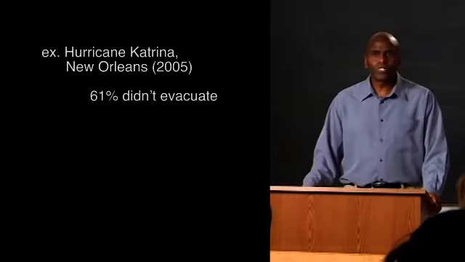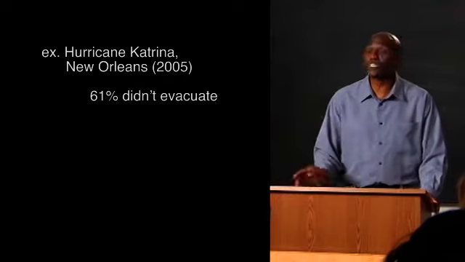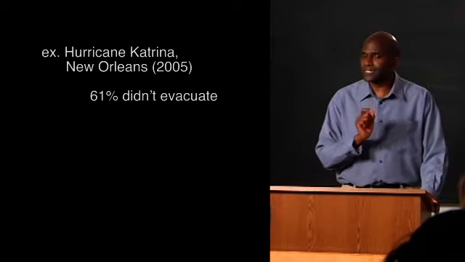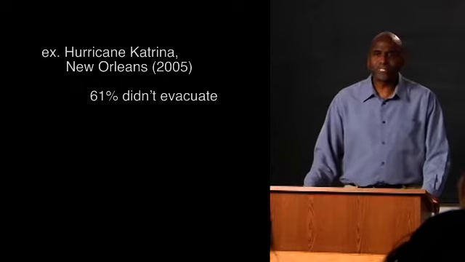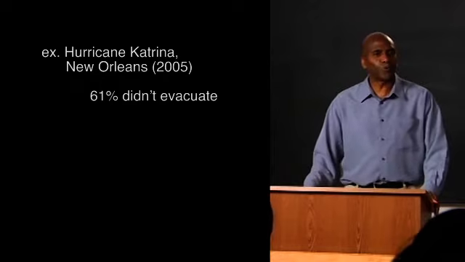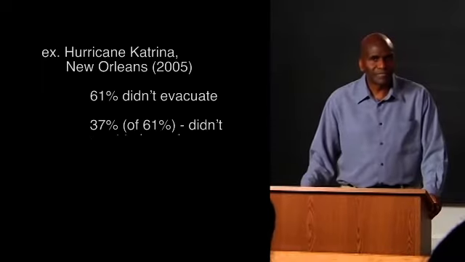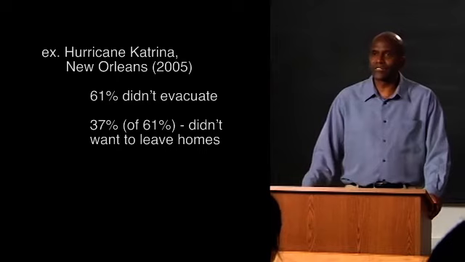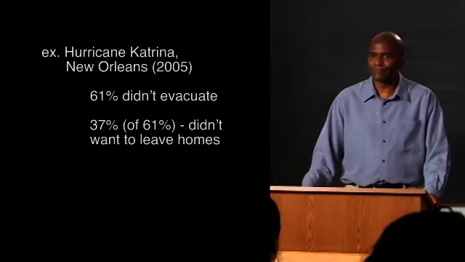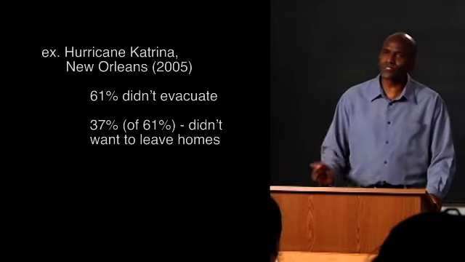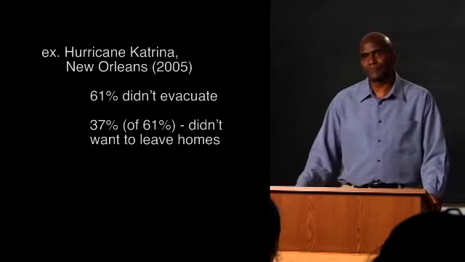Here's an example. In 2005, before Hurricane Katrina hit New Orleans, people were told to evacuate. But 61% of them didn't. We know some stayed because they had no transportation, no choice. But of the 61% who didn't leave, 37% said they simply ignored the order to evacuate. Why? Because they didn't want to leave their homes. Scientific information doesn't do much good if it's ignored. Yet ultimately, officials must try to keep people safe.